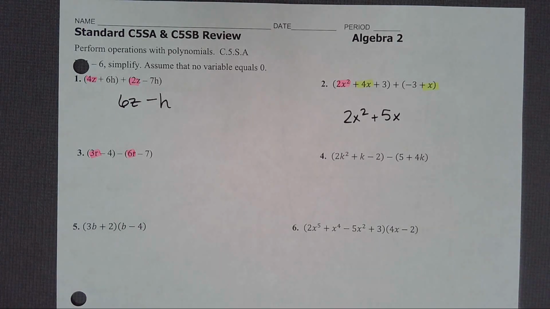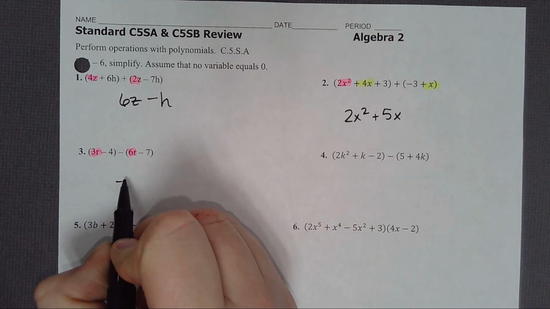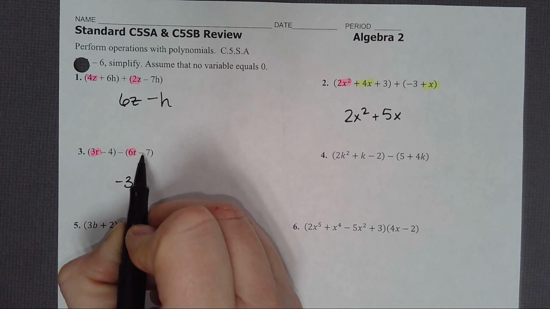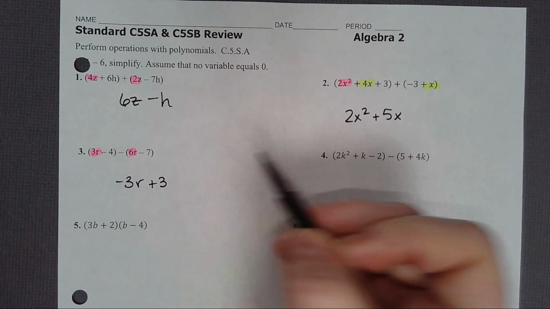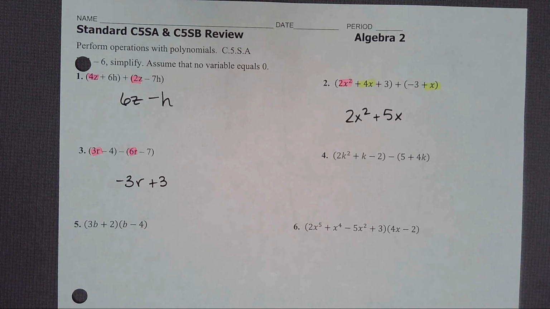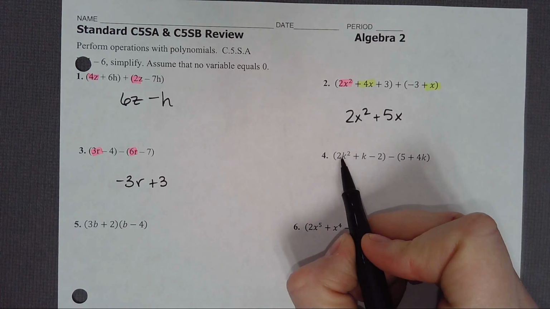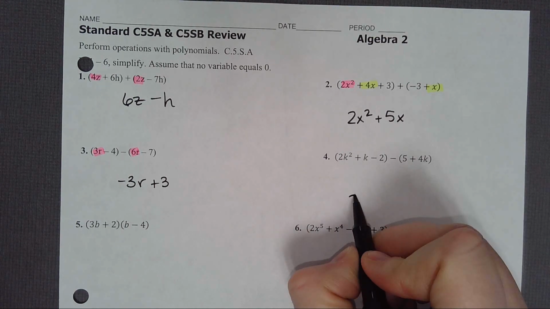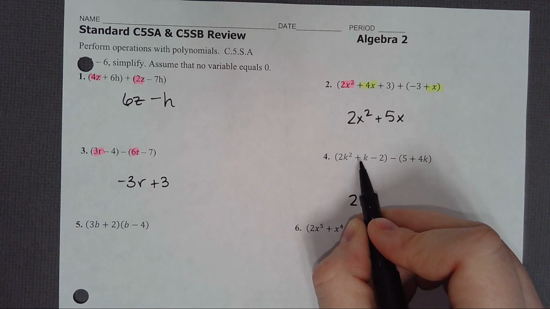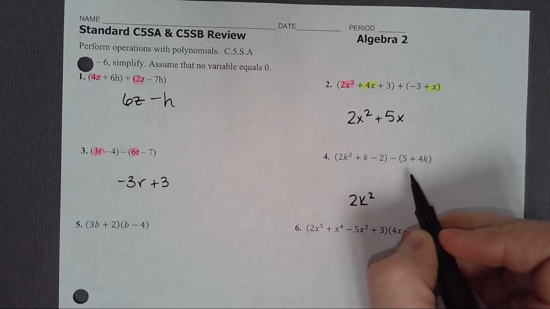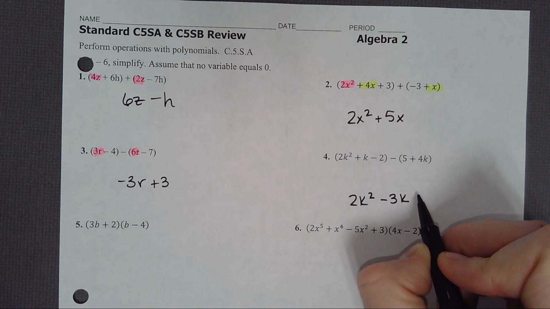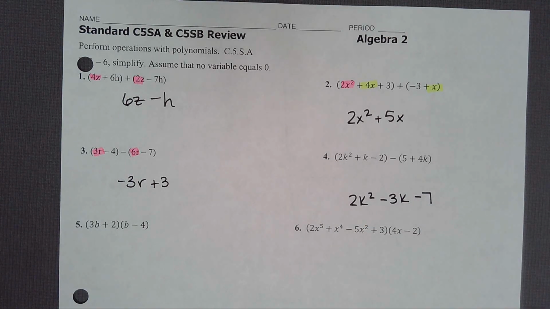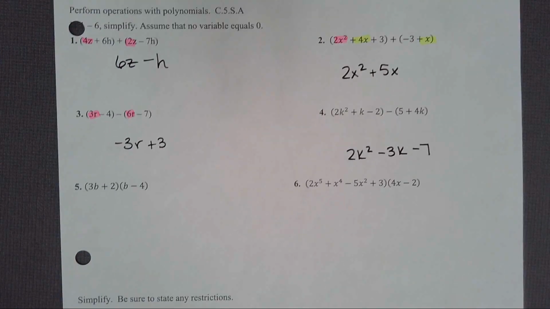3r minus a 6r would be a negative 3r. Negative 4 minus a minus 7 becomes negative 4 plus 7, which would be plus 3. 2k squared, there's no other k squared, so 2k squared. Plus k minus 4k would be a minus 3k. Negative 2 minus 5 would be a negative 7. So that's adding and subtracting.